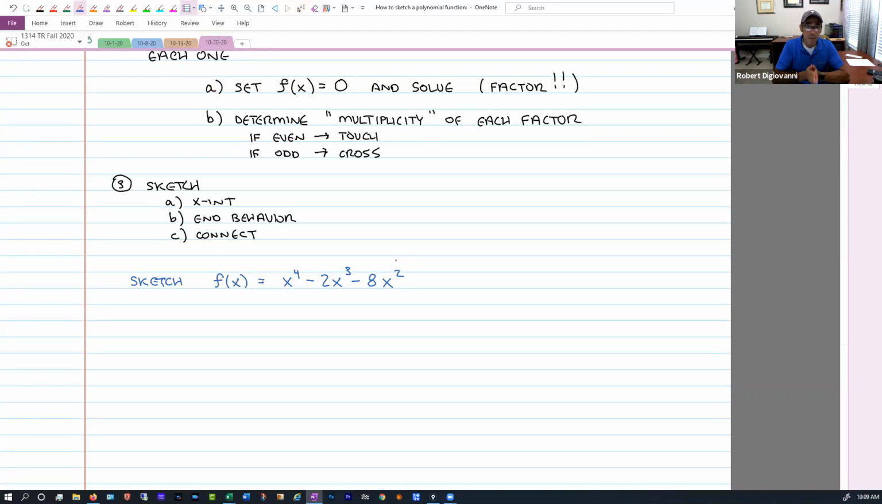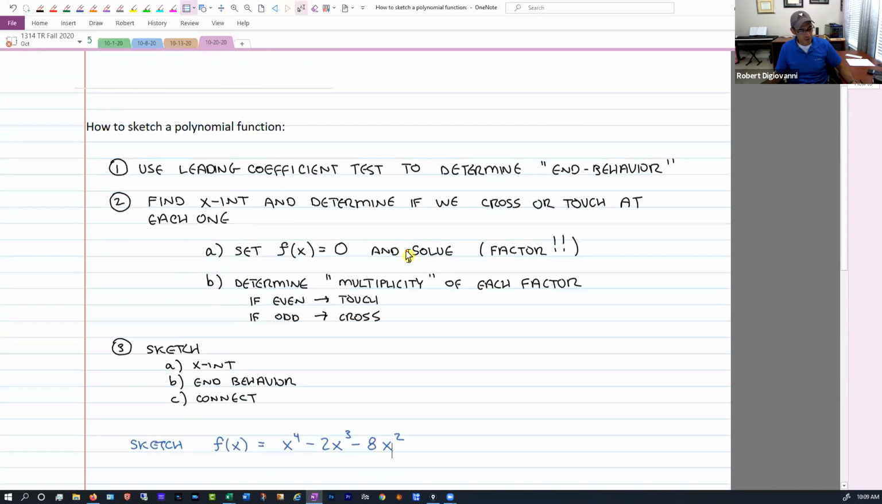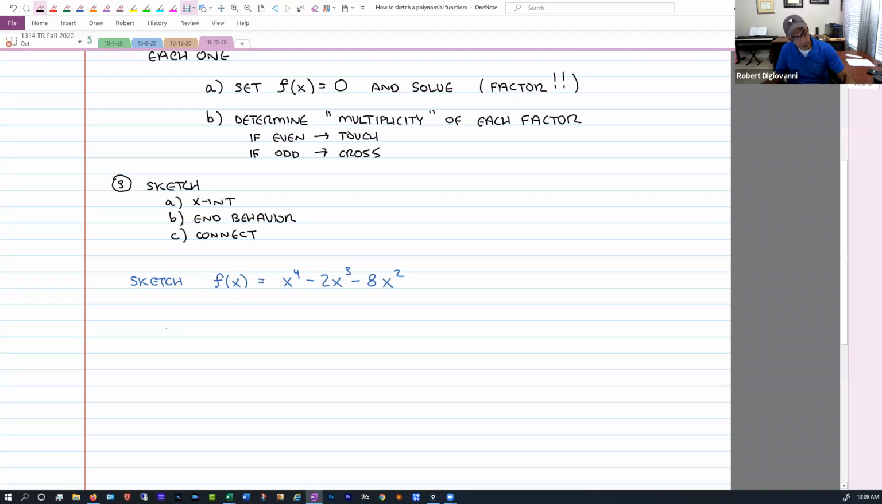All right, this is a polynomial function. This is not a quadratic, right? So first step in our process, step number 1, is to determine the end behavior.